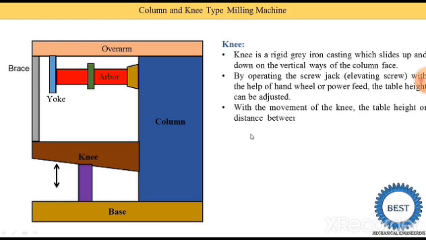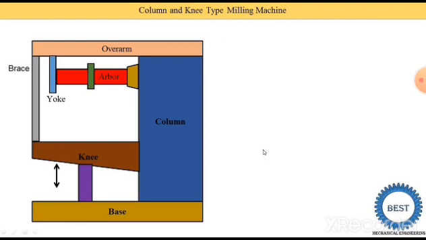With the movement of the knee, the table height, or the distance between the cutter and workpiece, can be adjusted. So it depends on the height of the workpiece. So we need to move the knee. If the workpiece height is small, then we need to move the knee in the upward direction. When the workpiece height is larger, then we need to move the knee in the downward direction.